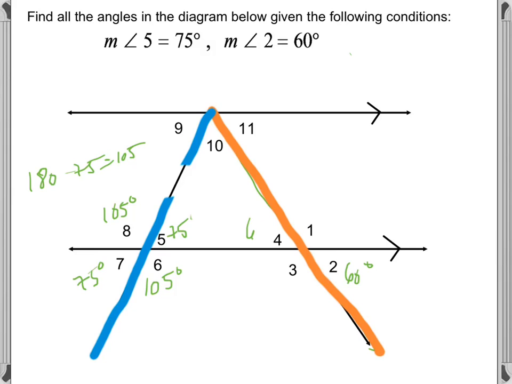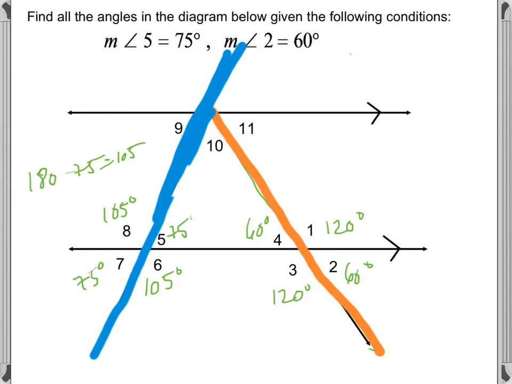Okay, likewise, we can find the same situation over here. 1 and 2 are linear pairs, so they're supplementary. And 4 and 2 are vertical, so they're equal. And 1 and 3 are vertical, so they're equal. Now, in order to find 9, 10, and 11, we're going to need to sort of extend one of these transversals.